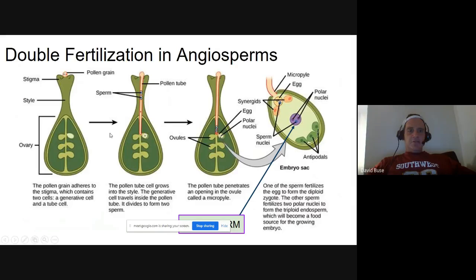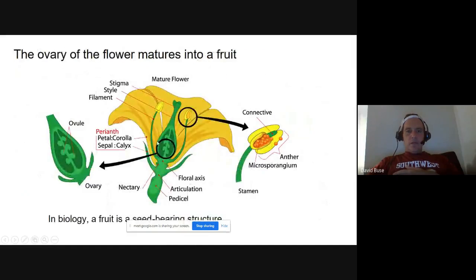And so again, in this first little section, just providing you with some background, when fertilization occurs, there are 2 sperm cells that fertilize the 2 parts of the ovary. The first sperm cell is going to fertilize the egg. The second sperm cell is going to fertilize the polar nuclei, which is going to form the endosperm. The endosperm will provide the food for the growing embryo. The ovary will then develop into a fruit.